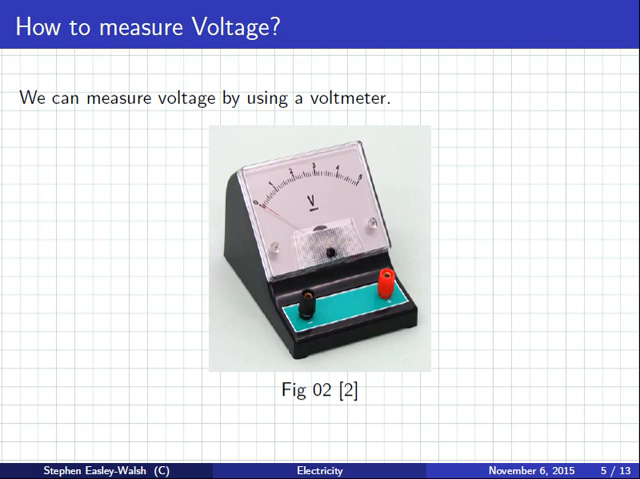Oh, there is another word for voltage too, which I should tell you. Potential difference, PD. It's another word for voltage. So we measure potential difference with a voltmeter. You write that down?